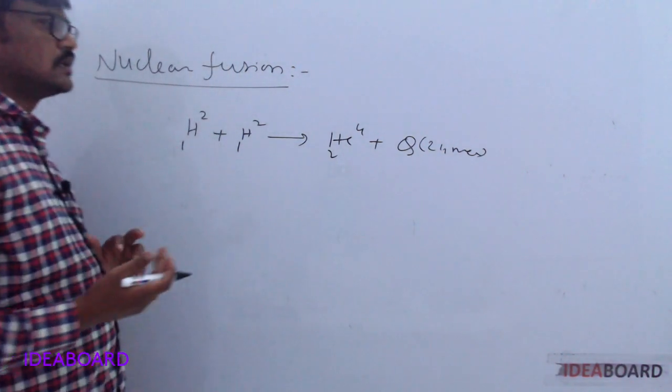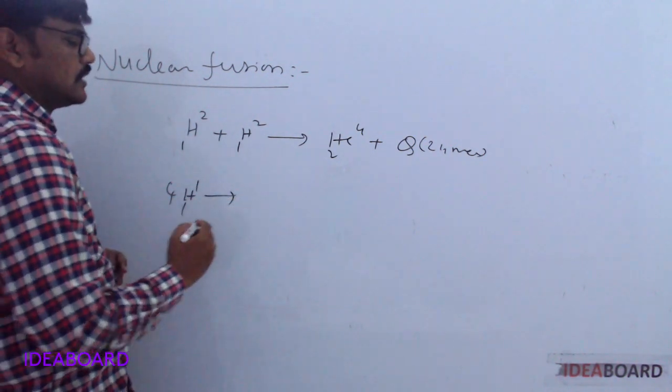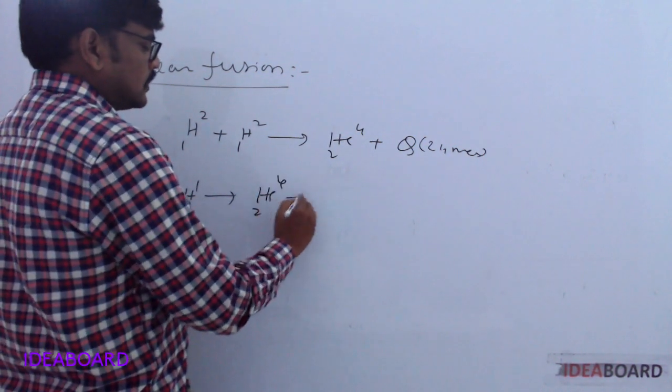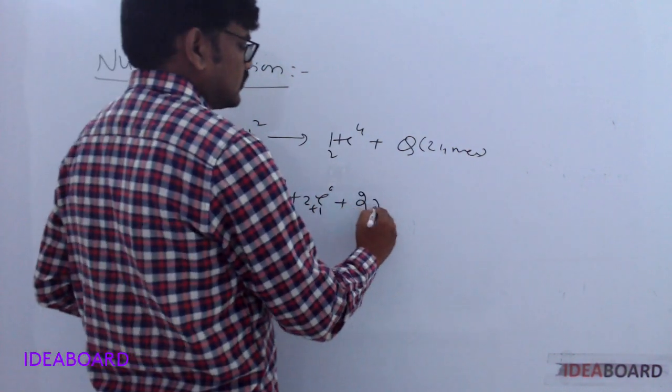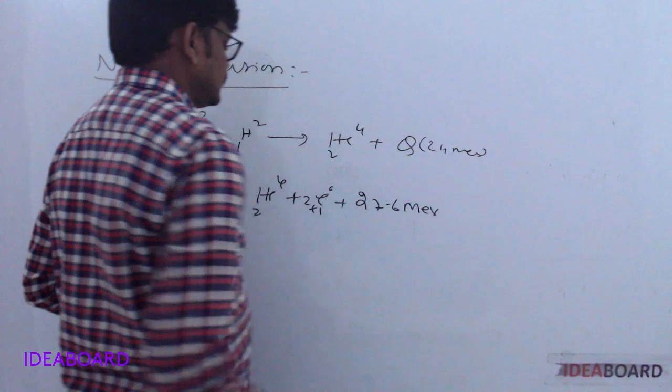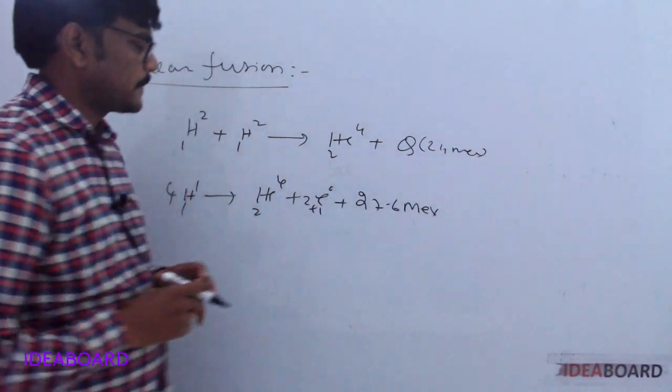Similarly, four protons are combined to get helium and release of two positrons and some energy, 27.6 MeV. So these are the examples of the nuclear fusion process.